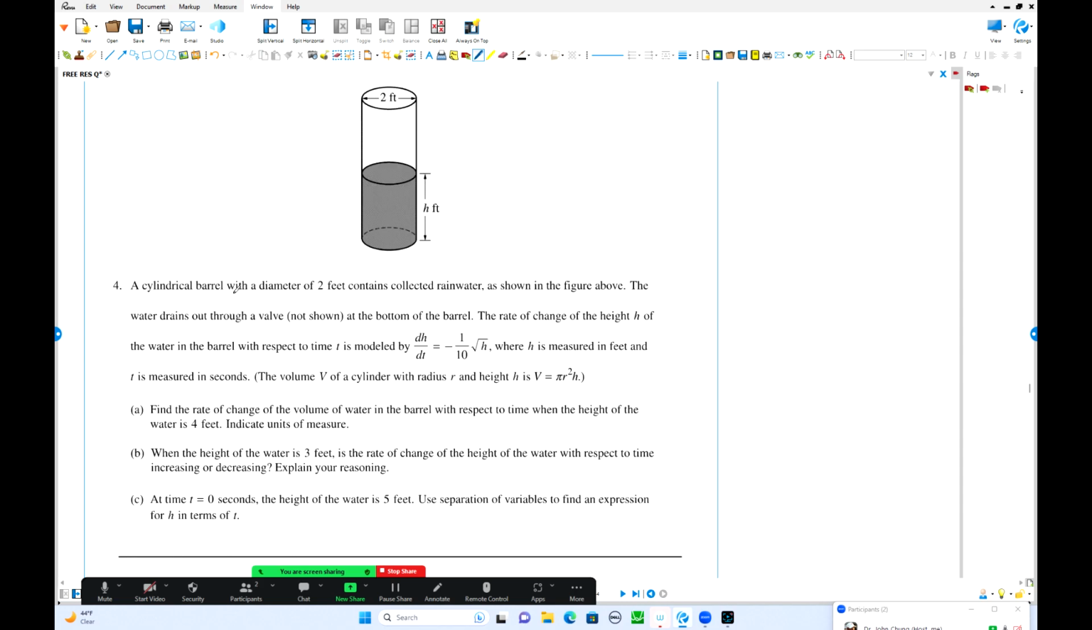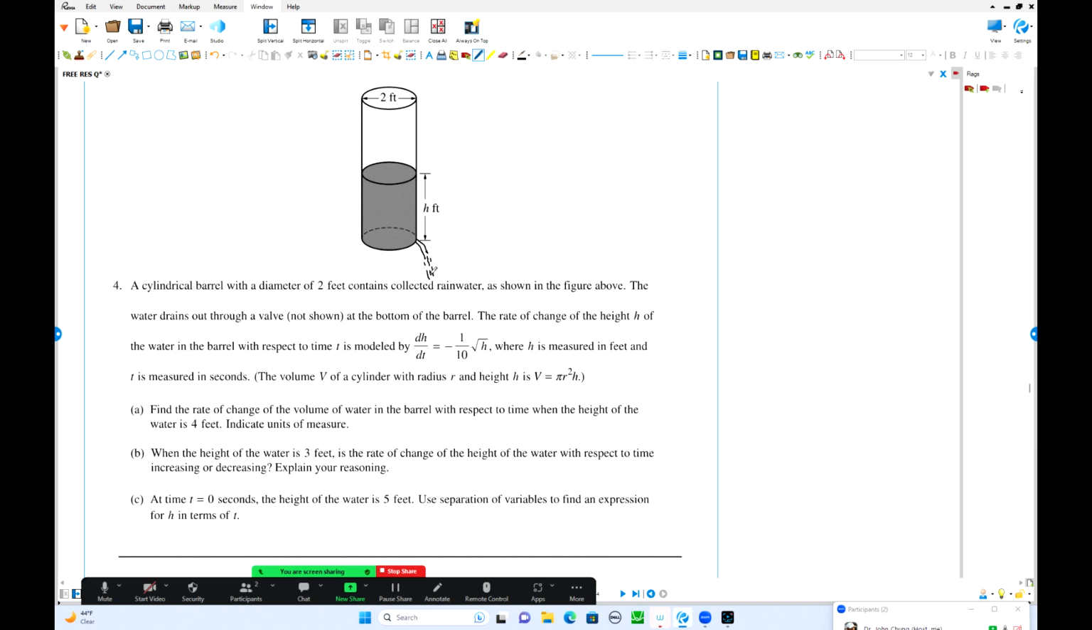We have a cylindrical barrel with a diameter of 2 feet that contains collected rainwater. The diameter is 2, and the water is now 8 feet deep. The water drains out through a valve. It's not shown, but I'm going to draw a drain valve over here.